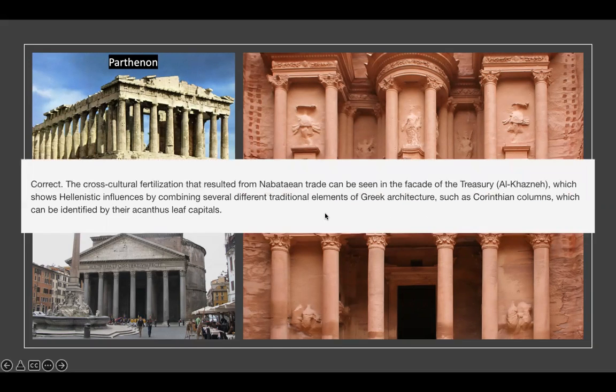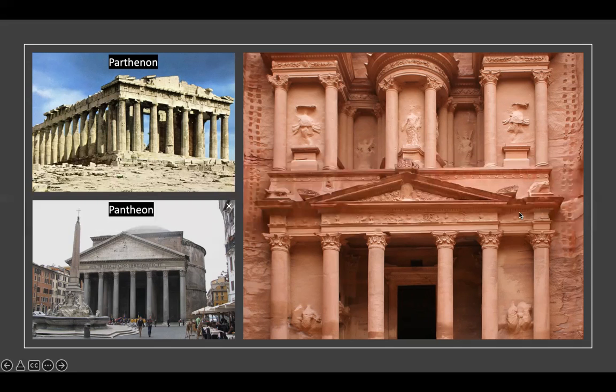All right, so this is what College Board said about one of their questions. It said the cross-cultural fertilization that resulted from the Nabatean trade can be seen in the facade of the Treasury, which shows Hellenistic influences by combining several different traditional elements of Greek architecture, such as Corinthian columns, which can be identified by their acanthus leaf capitals. Also, there's figural imagery carved into the facade.